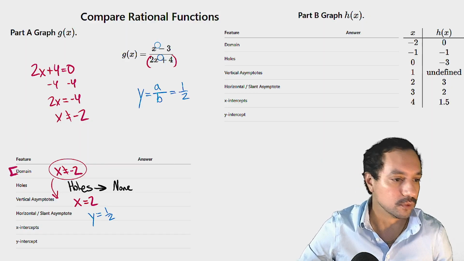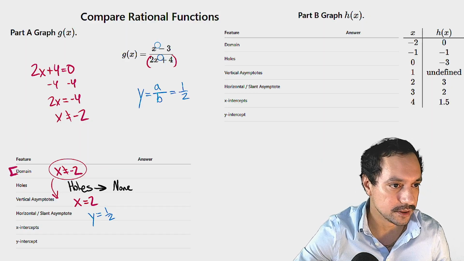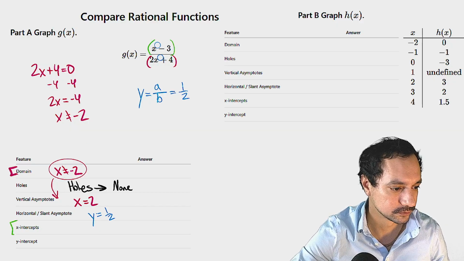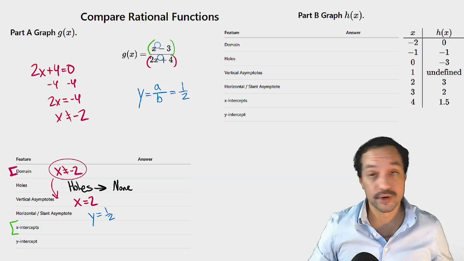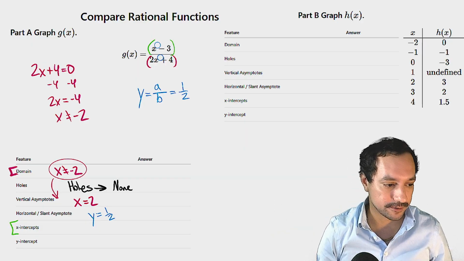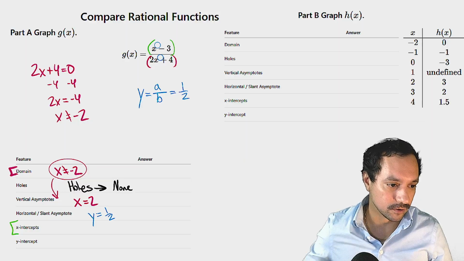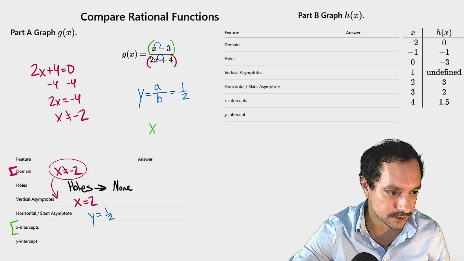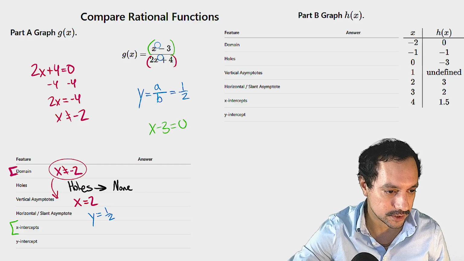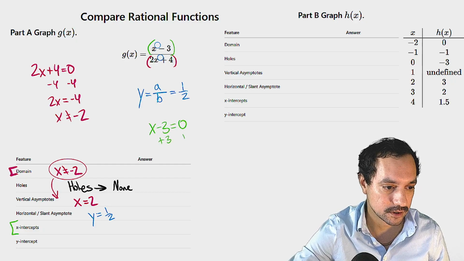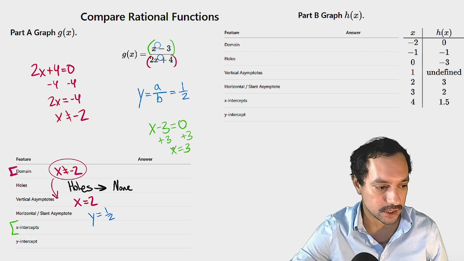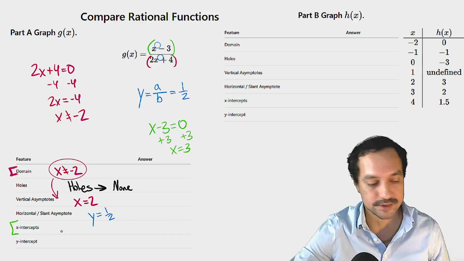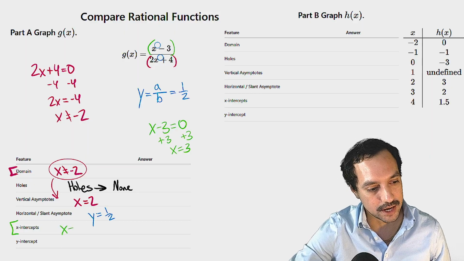For the x-intercepts, we look at the numerator. Anything that makes the numerator 0 will create a 0 on the graph. And so I'll just take my x minus 3 and check to see what makes that 0. And so at x equals 3, we should have an x-intercept, aka a 0, aka a root.